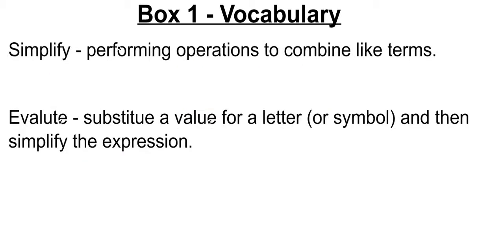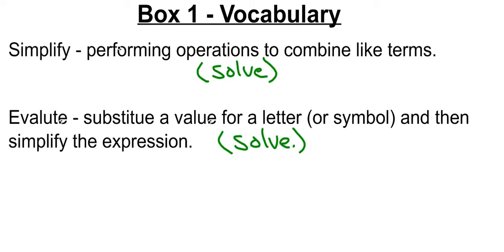Simplify is performing operations to combine like terms. When we see simplify, another word we're going to think of is the word solve, because we're going to solve some things. We're going to put things together. Our final vocabulary word for this unit is evaluate. We're going to substitute a value for a letter or symbol and then simplify the expression. Once again, we see evaluate. It's another reminder that we are going to do some solving. And those are the 4 vocabulary words that we will need for this lesson.